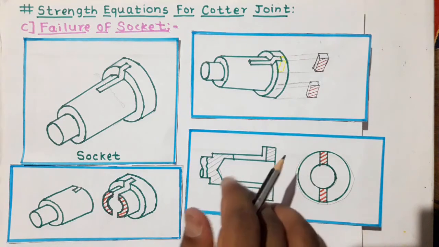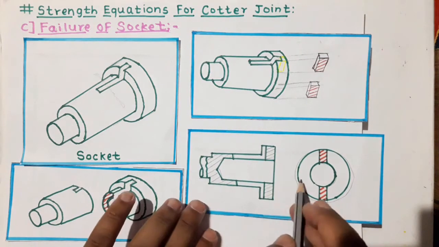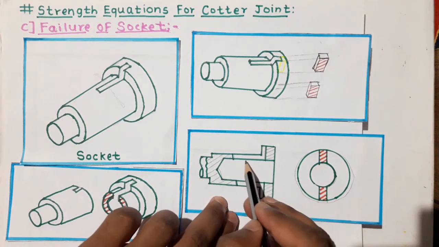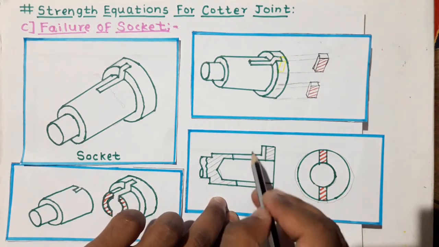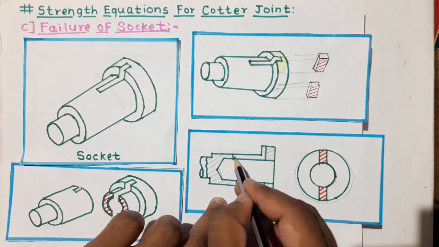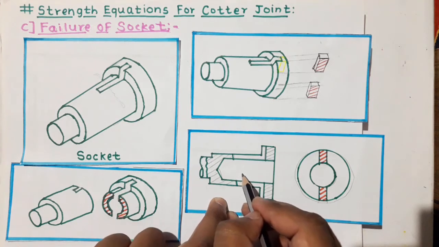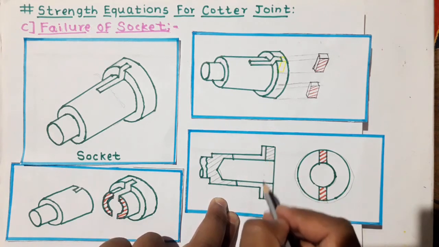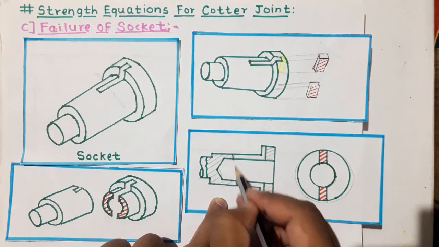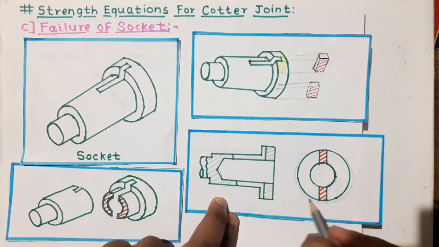Now third one is crushing stress. We know that the cotter which is inserted into this slot has contact on this side of the socket, and it has clearance on this side of the socket. So whatever crushing stress is applied by the cotter will be applied on these two surfaces and not on these two surfaces. This is the area subjected to crushing stress.